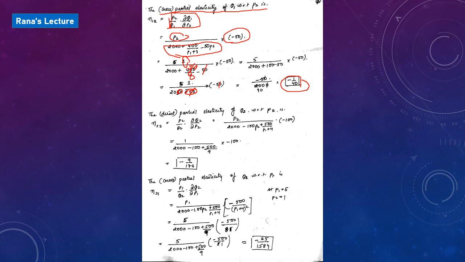Similarly, for the next function, you also have to calculate direct partial elasticity of Q2 with respect to P2 and cross partial elasticity of Q2 with respect to P1. You do the same process, you get the answer as minus 9 by 176 and you get the answer as minus 25 by 1584. This is where the question ends, right?